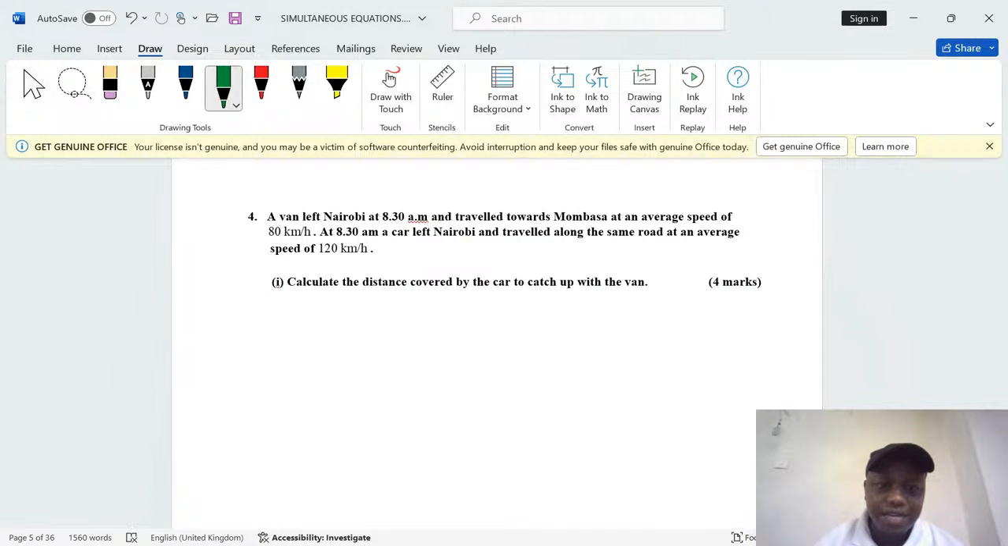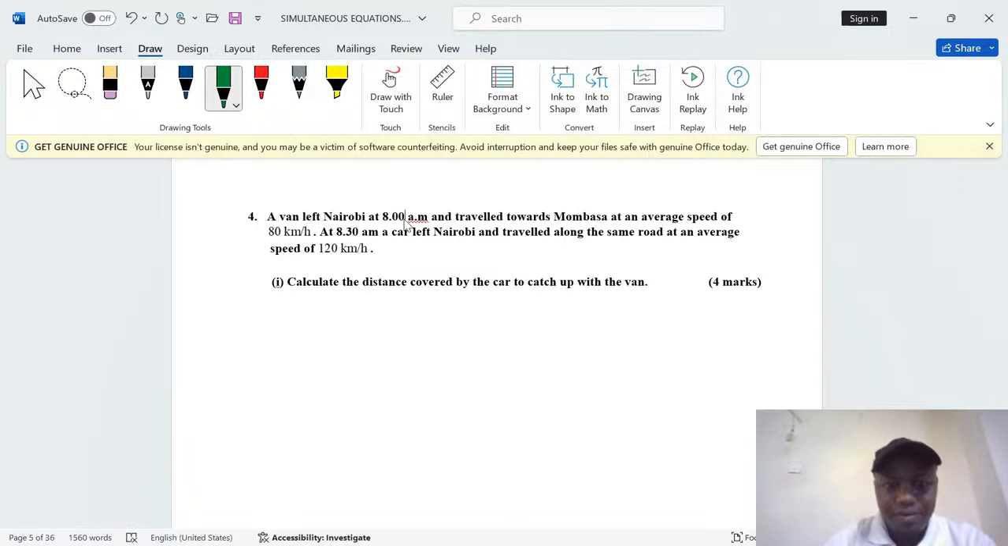Therefore, a van is leaving Nairobi at 8:30. This is supposed to be at 8. Sorry for this confusion. At 8 a.m., a van is leaving Nairobi towards Mombasa at an average speed of 80. Then at 8:30, that is now half an hour later, a car also left Nairobi and traveled along the same road at an average speed of 120.